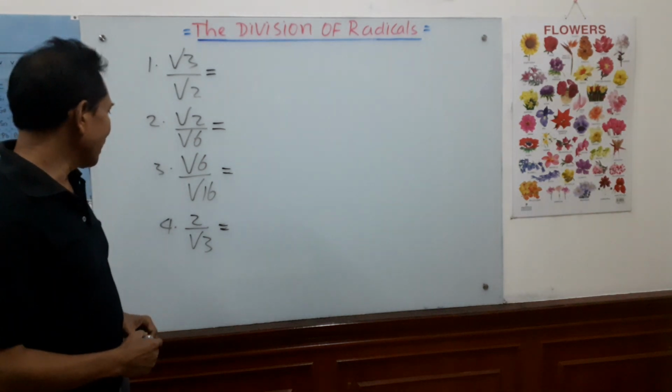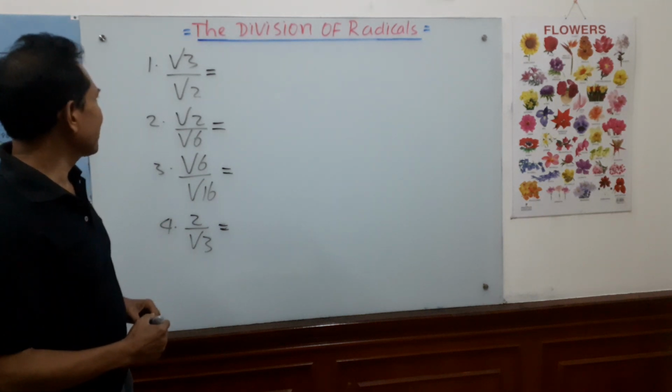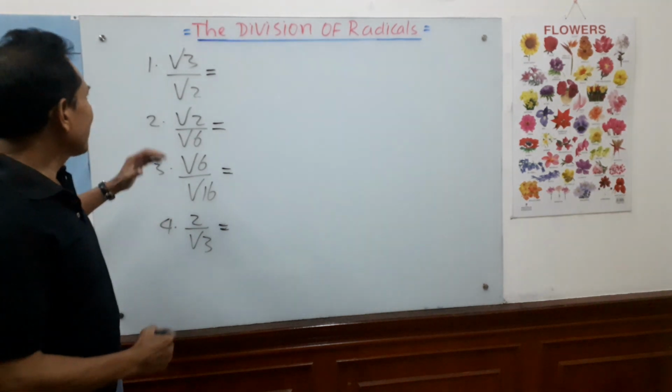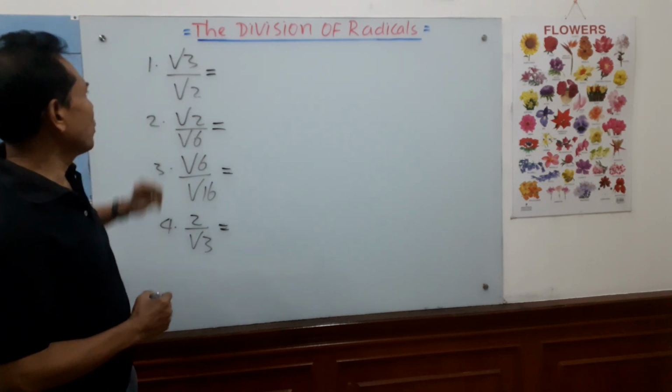Now I put a few questions on the board here. There are 4 questions here. Later I will add some more. And we will discuss these questions one by one, okay? So let's look at question 1. We have square root 3 over square root 2.